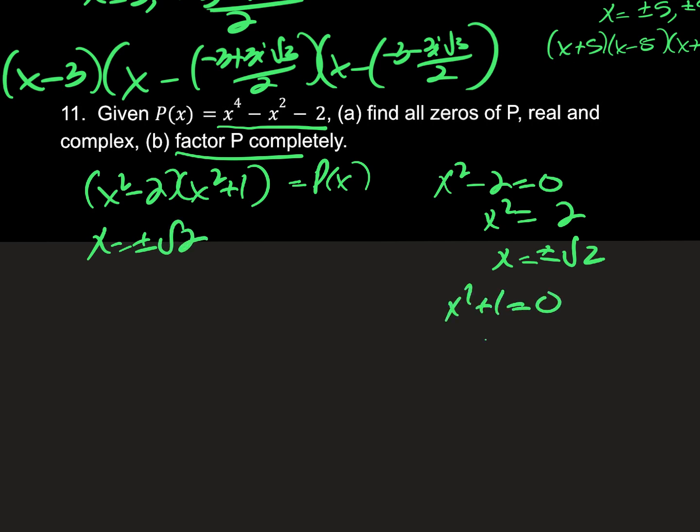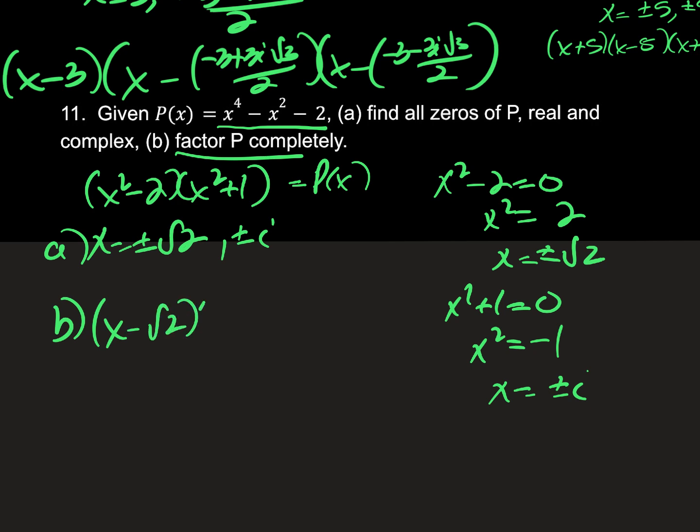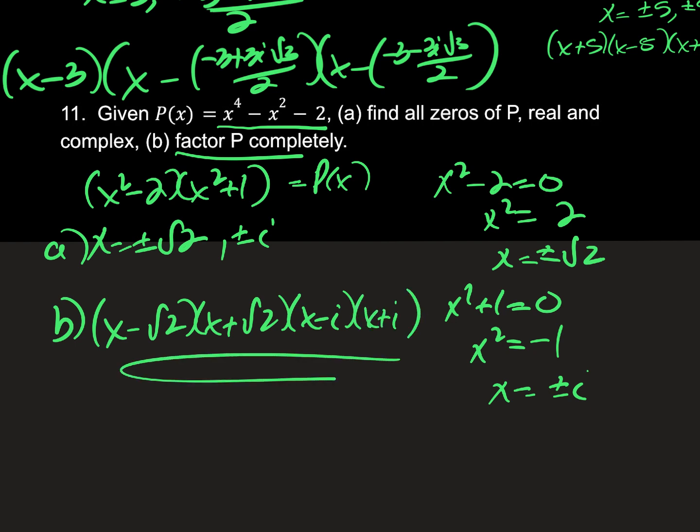I didn't have to go, even if I looked at the graph, I'm not going to see those anyway. So sometimes you kind of got to find another way. That's plus or minus i. Then it does, so that's the A part. The B part says factor completely, so you just take your zeros and go like x minus square root of 2, x plus the square root of 2, x minus i, x plus i, and there's your B part.